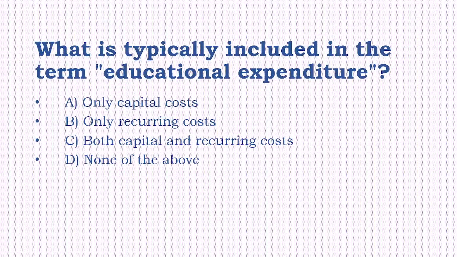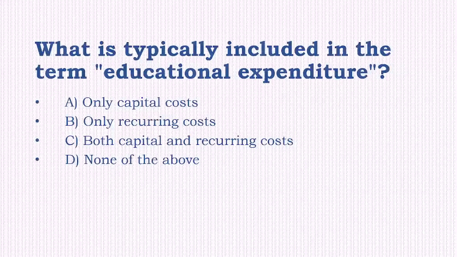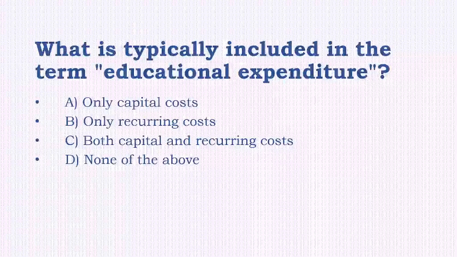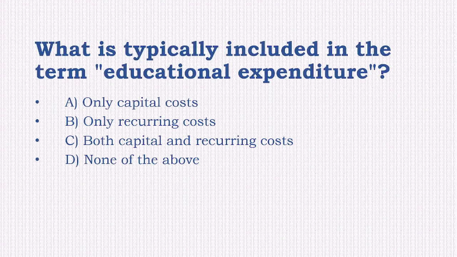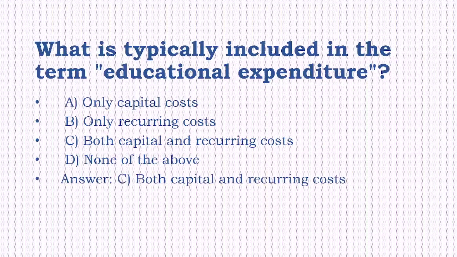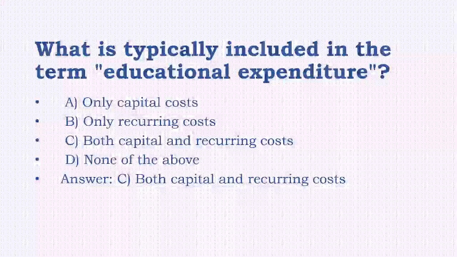Next, what is typically included in the term educational expenditure? Option: only capital cost, only recurring cost, both capital and recurring cost, none of the above. Answer of this question is option C, that is both capital and recurring costs.